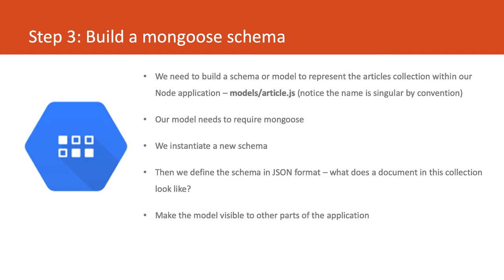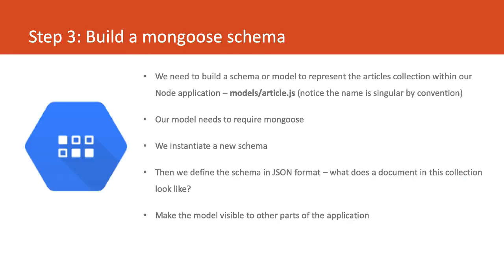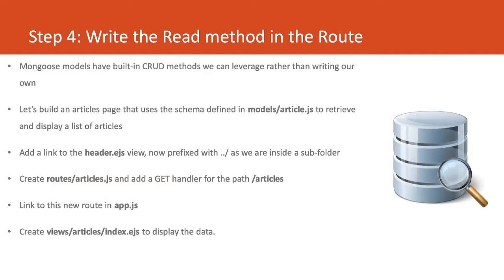So circling back, in order to work with articles that we just created in the previous slide, we would have to create a model for that article, which starts off as a schema. So we'll go over how to do that later. But basically, again, it's just defining what the JSON would look like in our database.